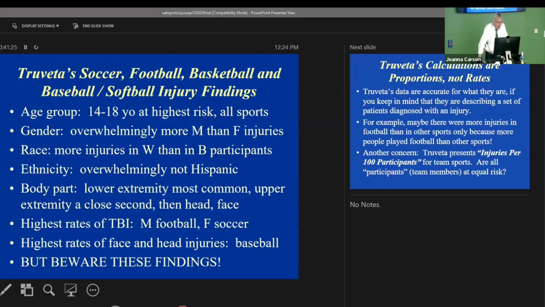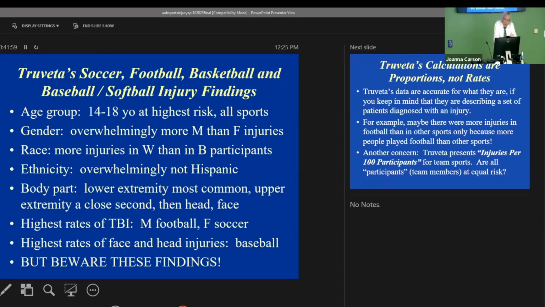Now, taking off our injury hat and putting on an epi methods hat, what might you not like from this? We'll get to that. I guess that's the last bullet. So summarizing the graphs I just showed, ages 14 to 18 at highest risk. And remember, these are like cases. I would call them numerators. All sports. Gender, these are what I just flashed before you. More male than female, more white than black. Ethnicity, body part, highest rates of TBI for males football, for female soccer.